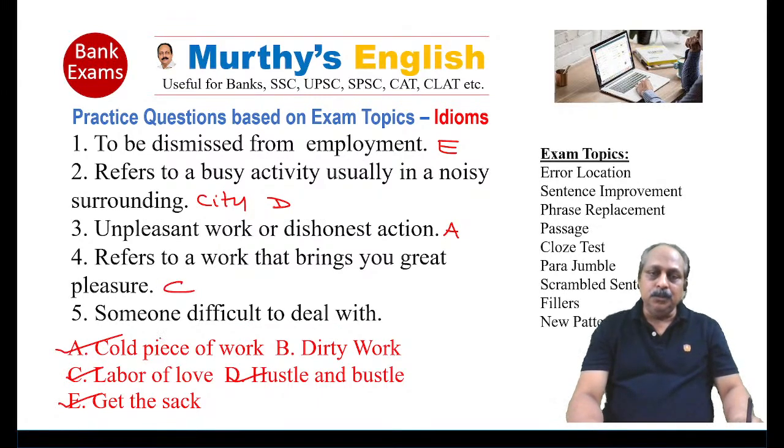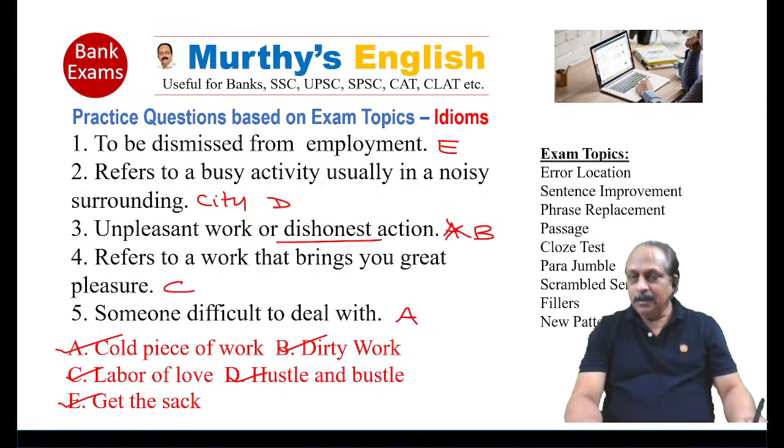Someone difficult to, oh, unpleasant work, or I'm sorry. This is B, dirty work. Unpleasant work or dishonest work. Dishonest, dirty work. And someone difficult to deal with, cold piece of work. Answer is the fifth one. Third one is B, yes. Fourth one is C, refers to a work that brings you great pleasure, labor of love, positive word. And the last one is what? Someone difficult to deal with.